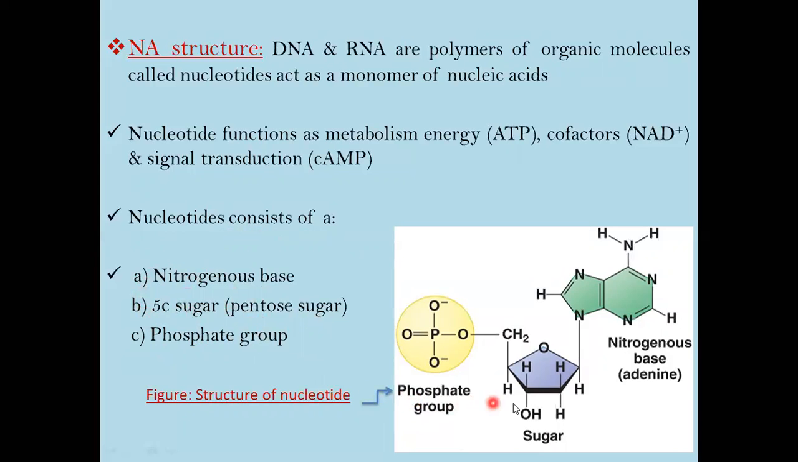You can see here in this figure, this is the sugar which we already discussed. It is a pentose sugar. You can see this is carbon 1, carbon 2, carbon 3, carbon 4, carbon 5. So it contains 5 carbons. At carbon 1, a nitrogenous base is attached. This is adenine. And at carbon 5, a phosphate group is attached. So this is a typical structure of a nucleotide.